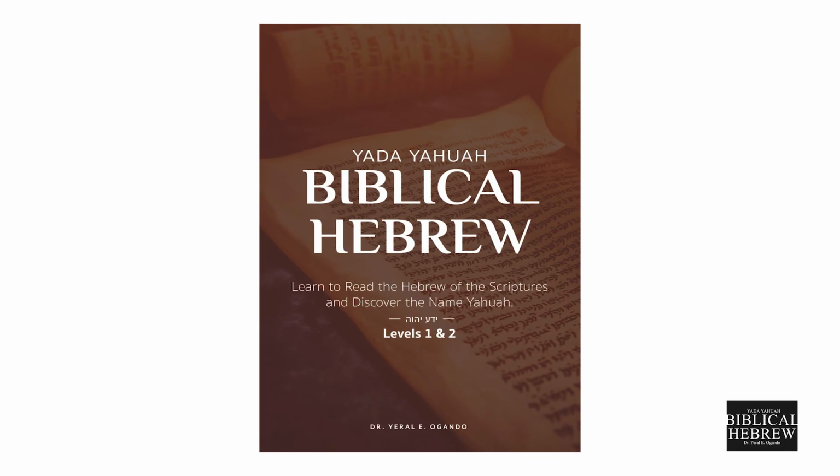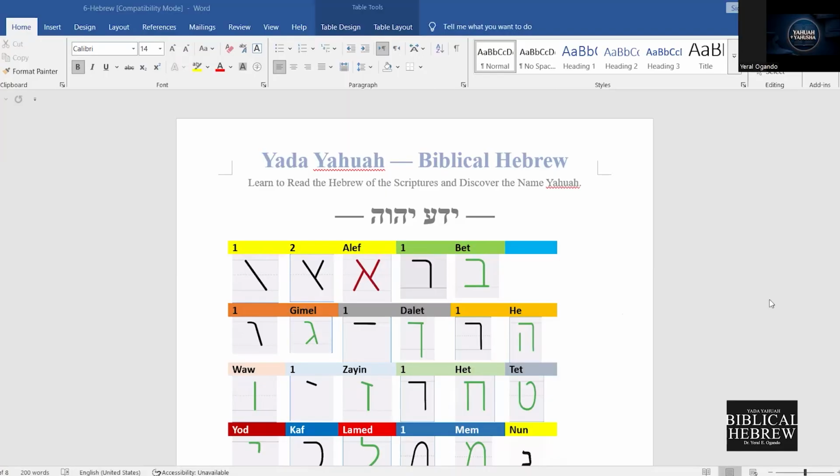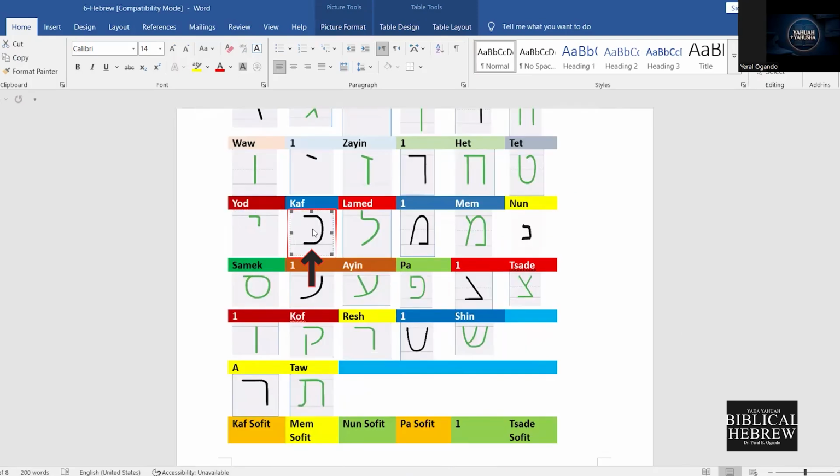Learn to read the Hebrew of the scriptures and discover the name Yahuwah. We have seen so far Aleph, Bet, Gimel, Dalet, He, Wow, Sain, Het, Tet, Yod, Kaf, Lamed, Mem, Nun, Samek, Ain, Pa, Sade, Kof, Resh.